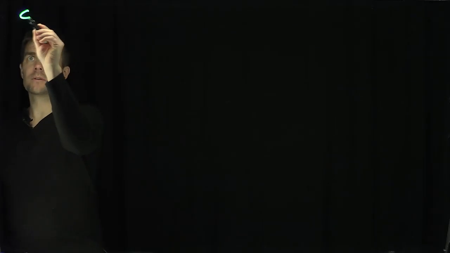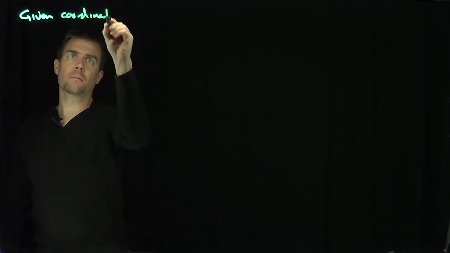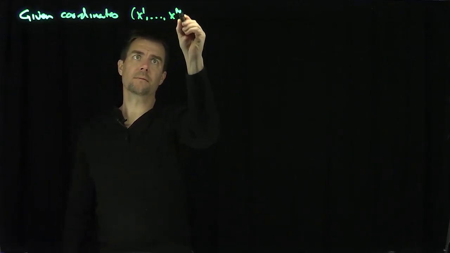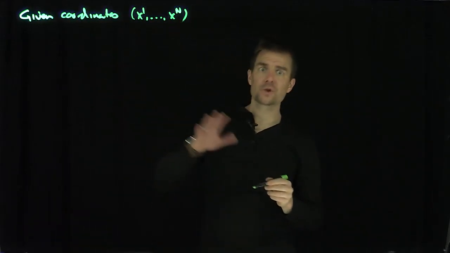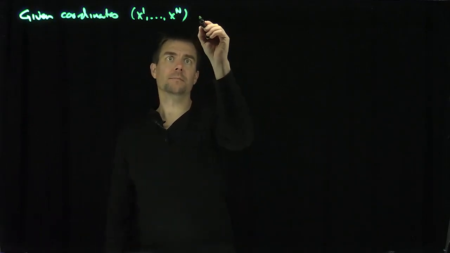Hello students, in this video we'll see how to relate Christoffel symbols to derivatives of the metric tensor in certain coordinates. Let's be given coordinates x1 through xn. This time we won't make any coordinate changes, we're just going to fix these coordinates and look at the metric tensor.